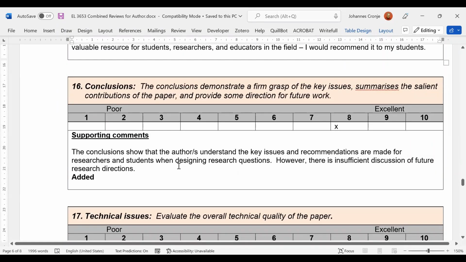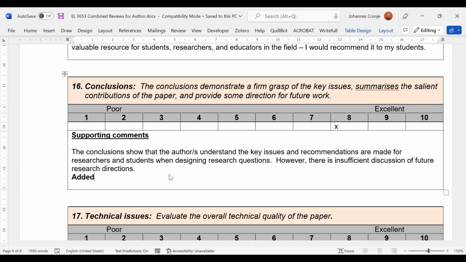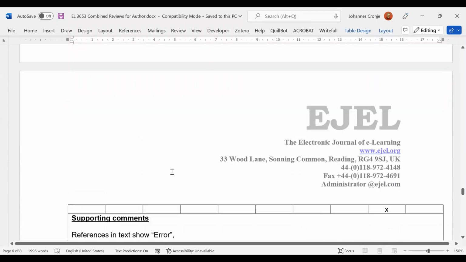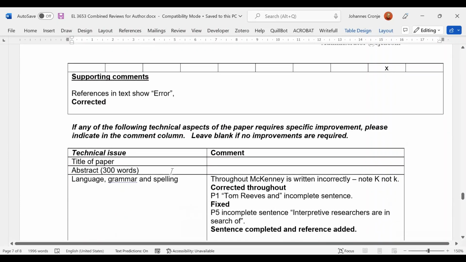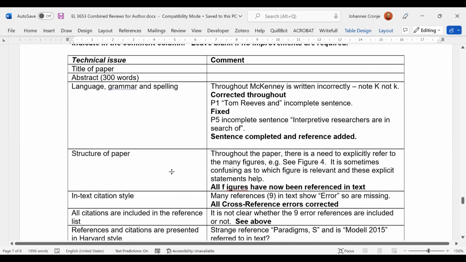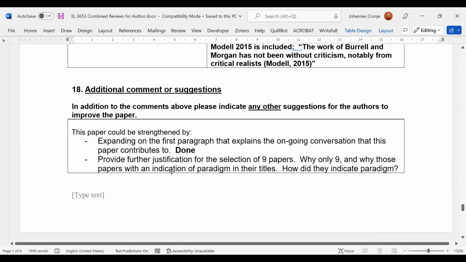Then he tells us the conclusions show, but there's insufficient discussion on future research. So I've learned something from this, is the limitations of a study and further research one really needs to add. And so I added that. Technical stuff, he shows me some errors and some technical things, which I'm not going to look at now.